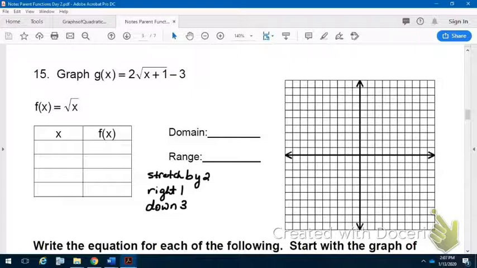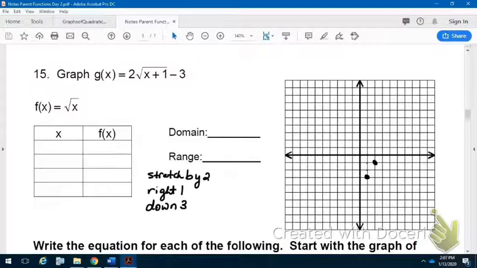Okay. So first start at the origin, that's your starting place, and you locate your new vertex. You're going to go right 1 and down 3, and there's your new vertex. From the origin, you moved right 1 and down 3. Now you're going to go over 1, but since there's a stretch, you go up 2. So start at your new vertex and go right 1 and up 2.